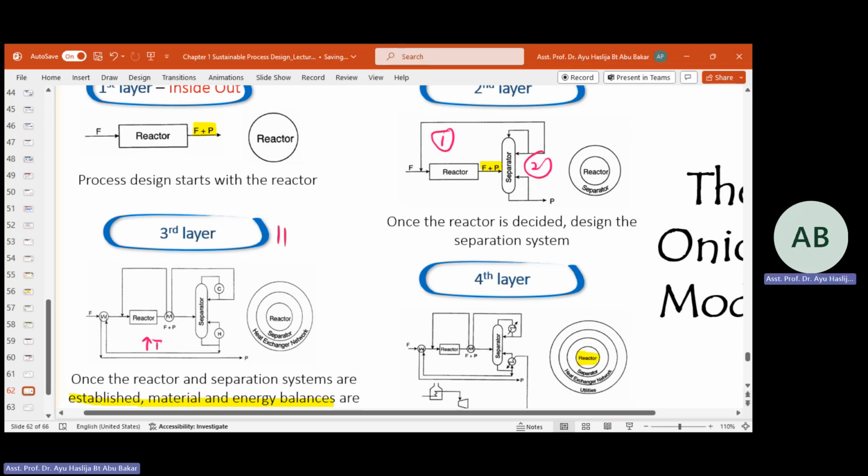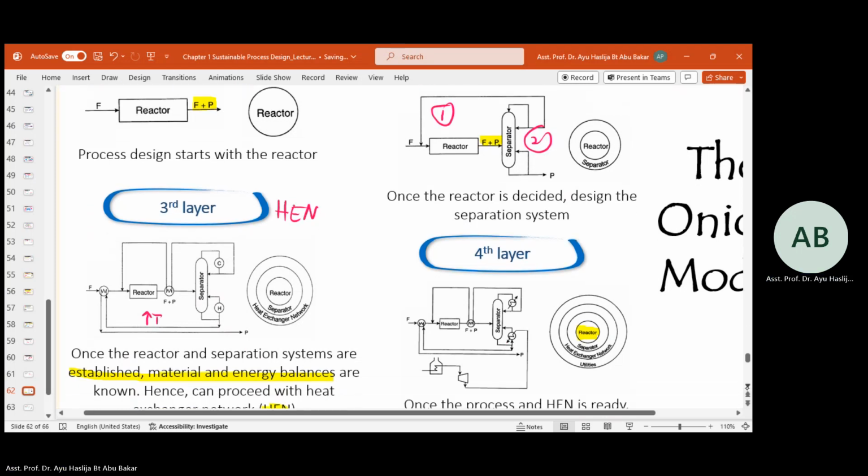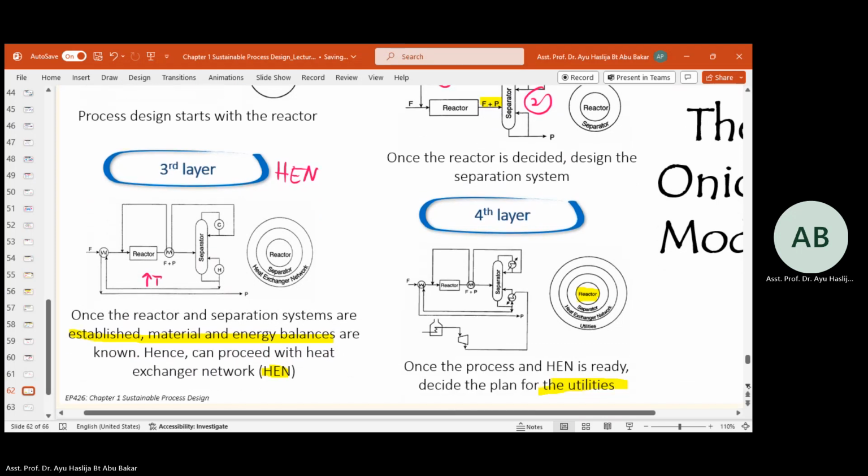Third layer is the heat exchanger network. Fourth layer comes the utilities. Okay, so once you finalize your heat exchanger network, you already identify how many heat exchangers you need to install. Then only you decide the amount of utilities, how much cooling water you need to supply, how much steam you need to supply.